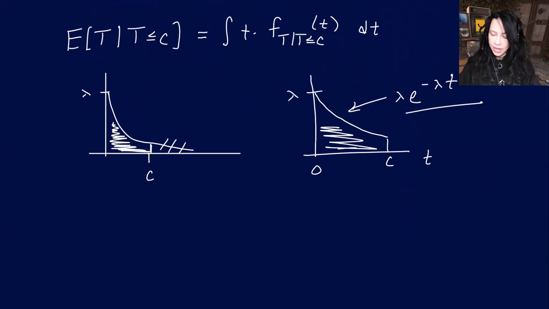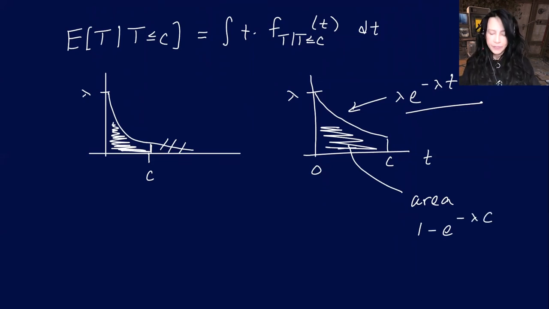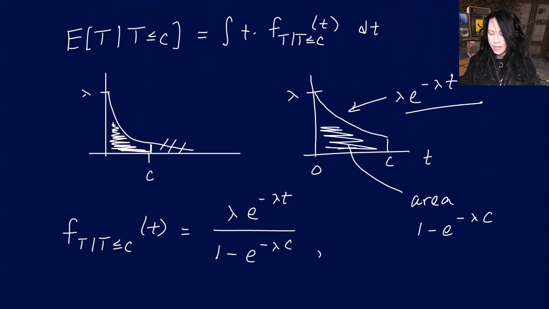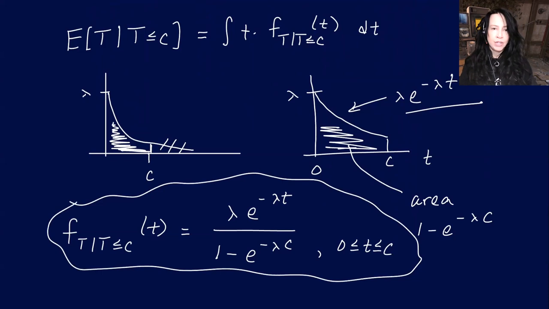So the total area here is the CDF, and that is 1 minus e^(-λc). It's the CDF up to c. So the PDF for t, given t is less than or equal to c, is λe^(-λt) divided by 1 minus e^(-λc). And that holds for all t between 0 and c. So there's the PDF you need to use to do this calculation.